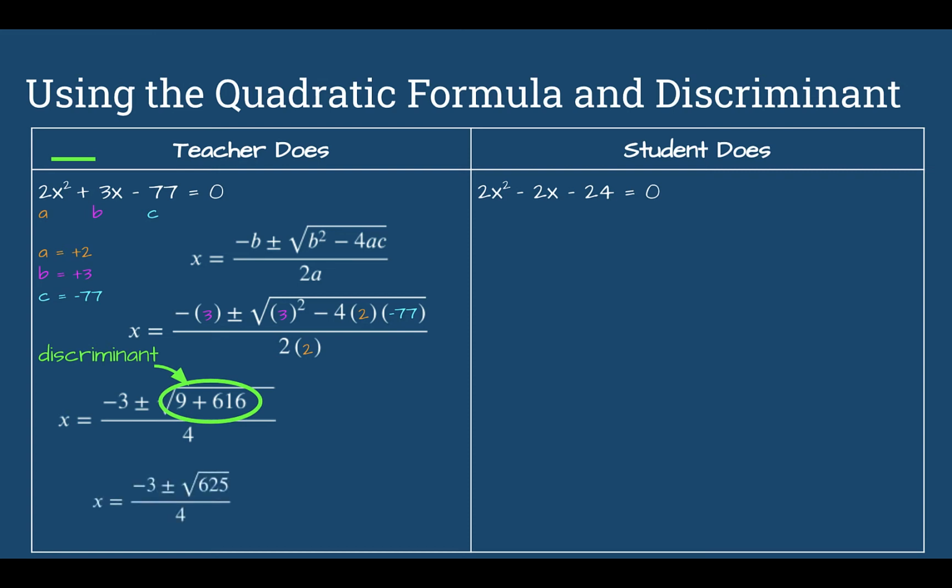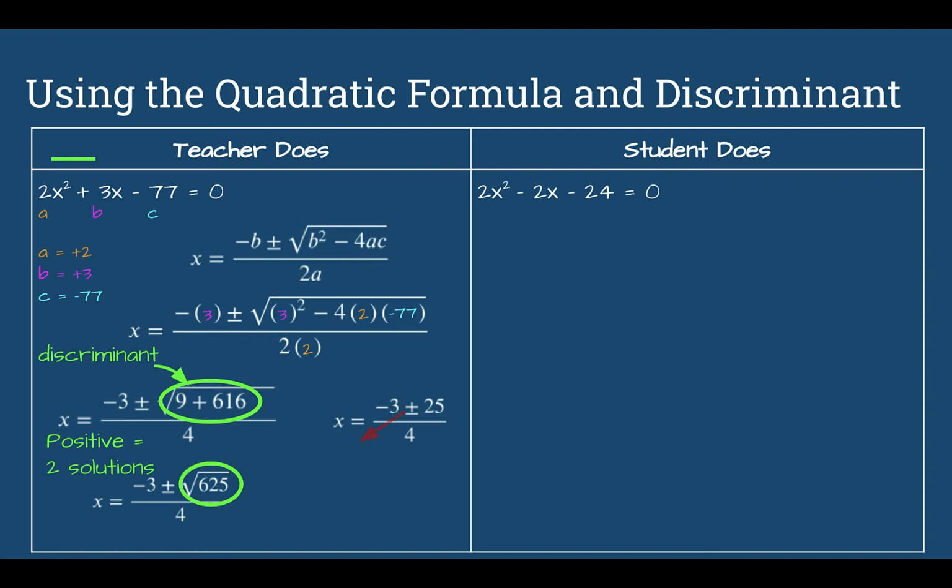So I'm going to add those together. 9 plus 616 is 625. Still working on simplifying it out. Again, that discriminant is positive, so there's 2 solutions. Now I'm going to take the square root of 625, which is 25. The plus or minus symbol is already there, so in this one you don't necessarily need to remember to do that. Next, I'm going to split into the plus and the minus.